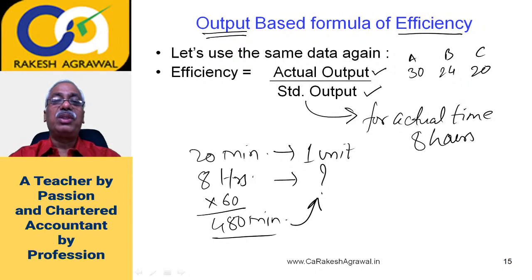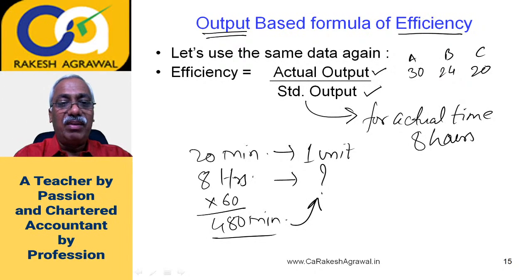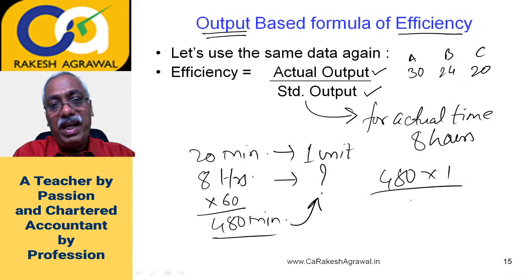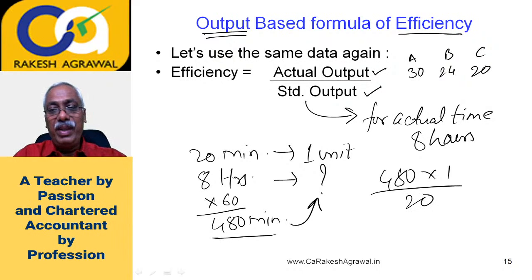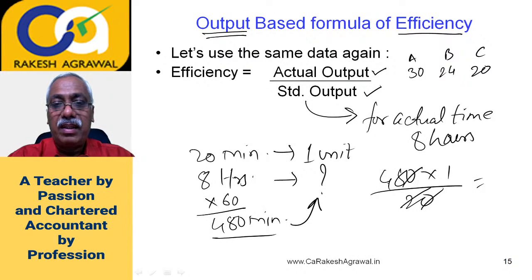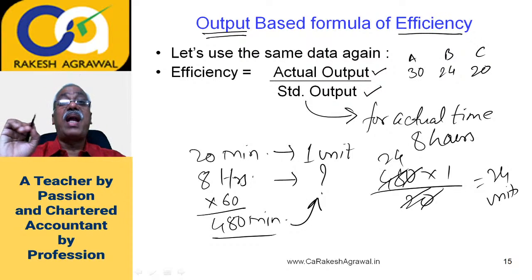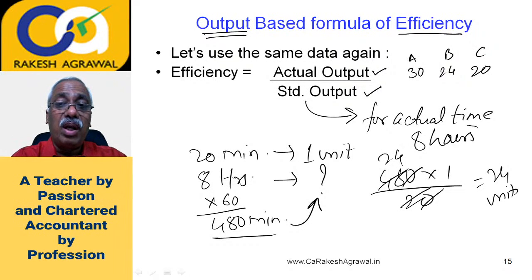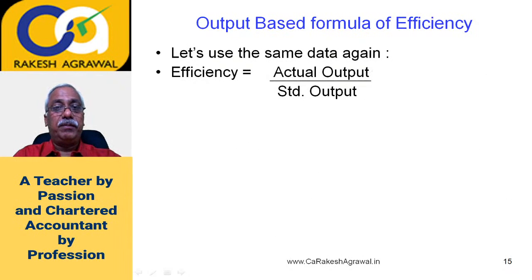That expected output is called standard output. If you do this calculation, you will get 480 into 1 divided by 20. In 20 minutes we expect 1 unit, so in 480 minutes, I think you will get 24 units. So 24 units will be the standard output. I repeat, 24 units will be the standard output for worker A, B, and C. The denominator will be the same because all of them have worked for 8 hours each.